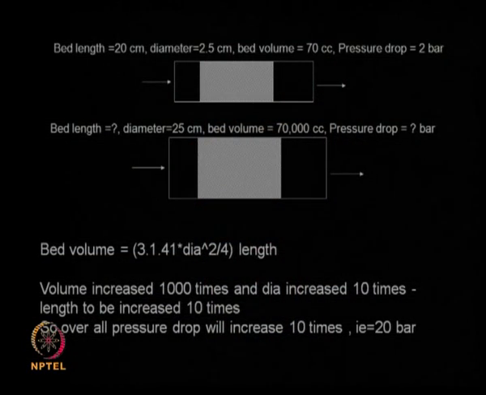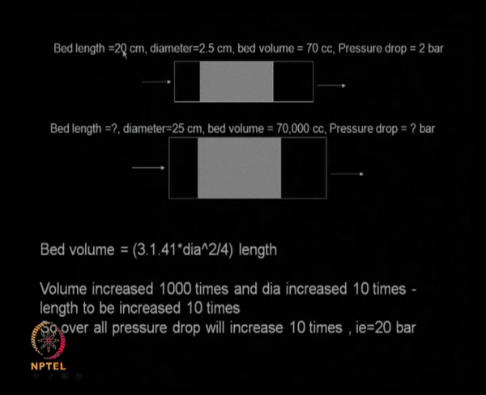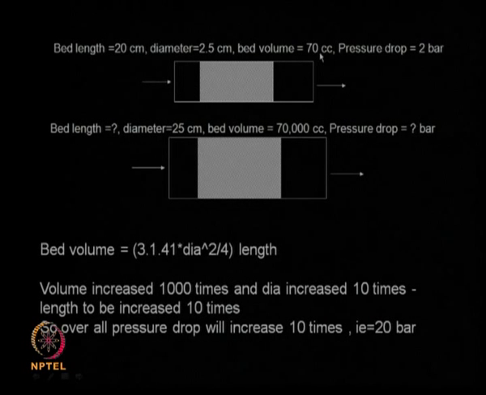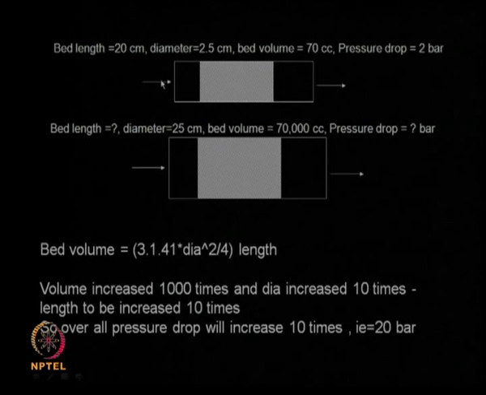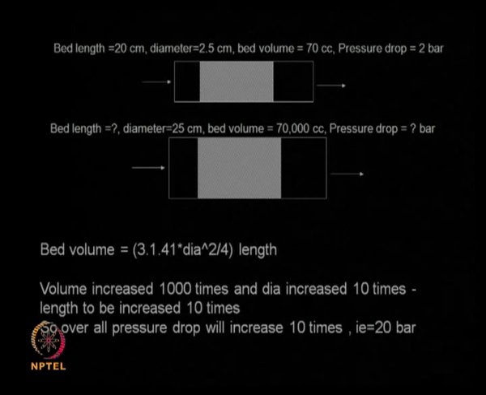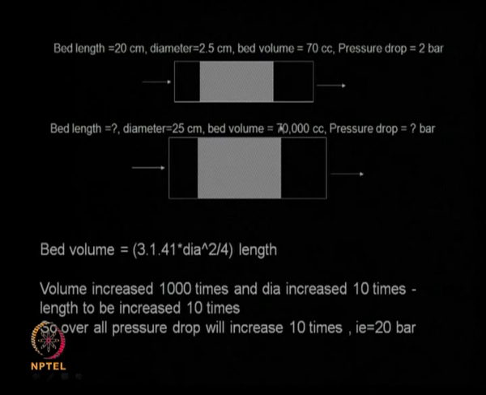Now let us look at a problem. Imagine I have a packed bed, bed length is 20 centimeter, diameter is 2.5 centimeter, bed volume is 70 cc. So it has got a pressure drop of 2 bars. That means if this side is atmospheric pressure, I need to introduce my fluid at least at a pressure of 2 bar, so that it can travel and come out on the other side. Now I want to increase my bed volume 1000 times, that means 70,000 cc.